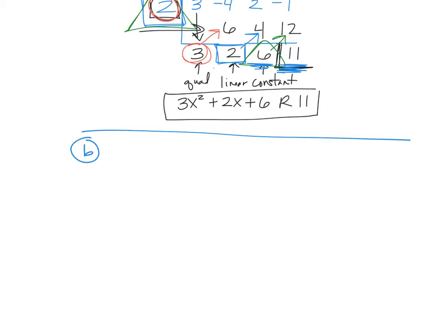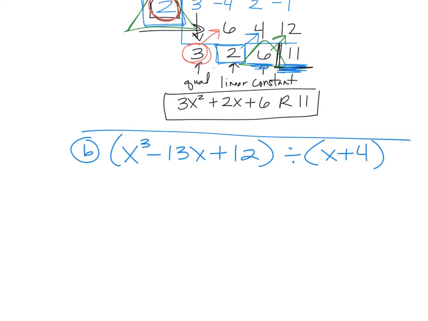Next one. We'll call this B. Still example 1 here. x cubed minus 13x plus 12 divided by x plus 4. And here's another one of those. You have to be careful. What's missing? x squared. We need the x squared. So you're going to think of it as x cubed minus 0x squared minus 13x plus 12, right? That's how we're going to think of our setup.